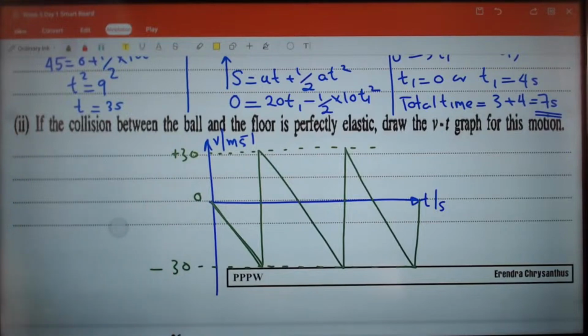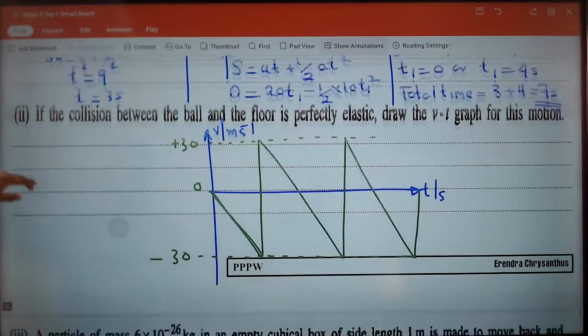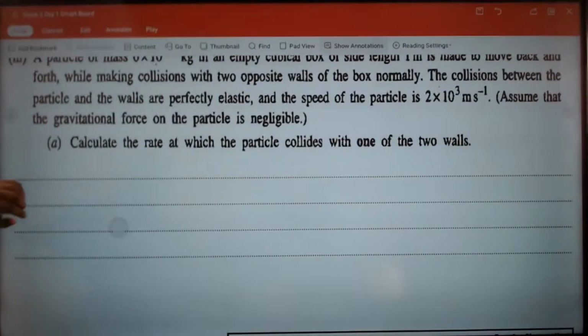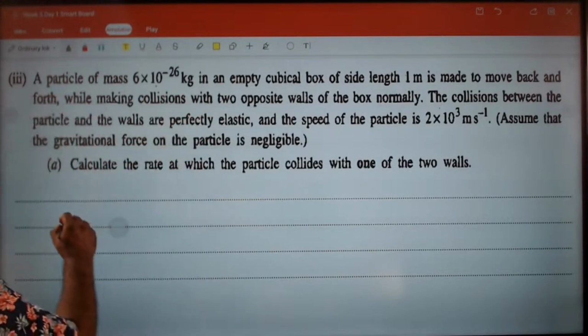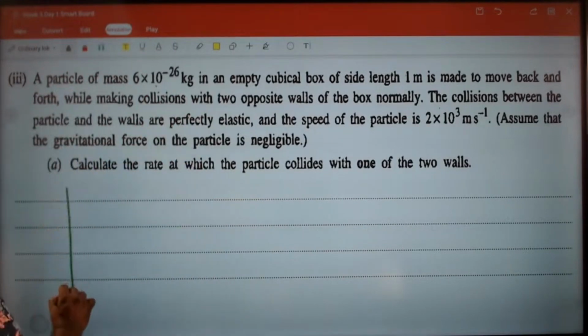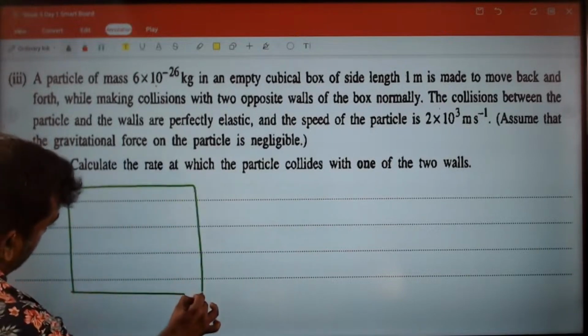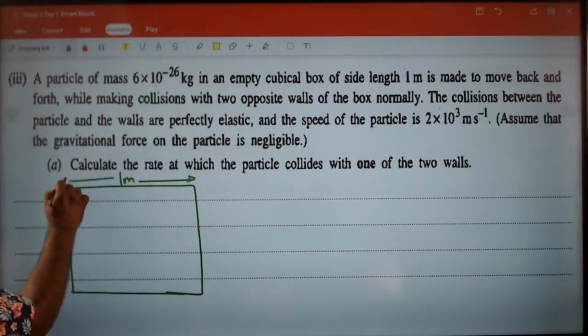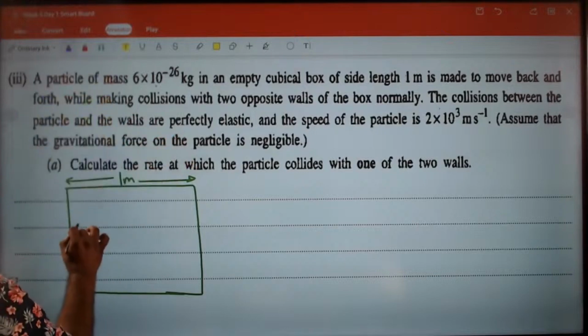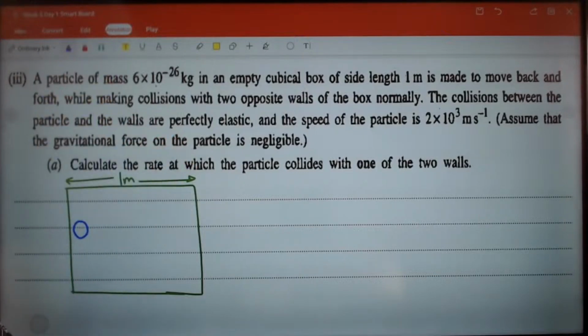Okay, now perfectly elastic conditions. Right, moving on. A particle of mass 6 × 10^-26 kg in an empty cubical box. Empty cubical box, cube, all sides are the same, 1 meter length. Here, mass is 6 × 10^-26 kilogram. Side length 1 meter.